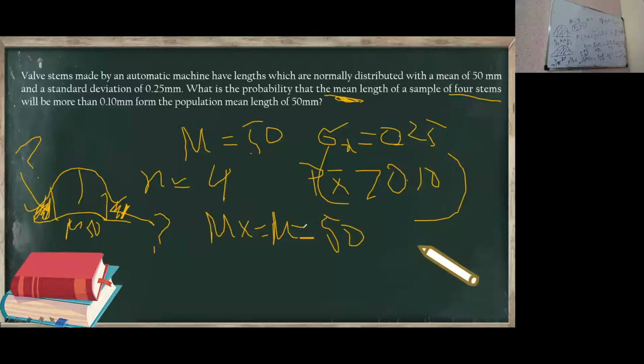So here it will be like this one. You have sigma x bar equal to sigma upon under root n. Under root n is 4. So what is sigma? Sigma is 0.25. So 0.25 divided by 4. Under root 4 is 2. So you just solve these things and you will get the same kind of a structure.